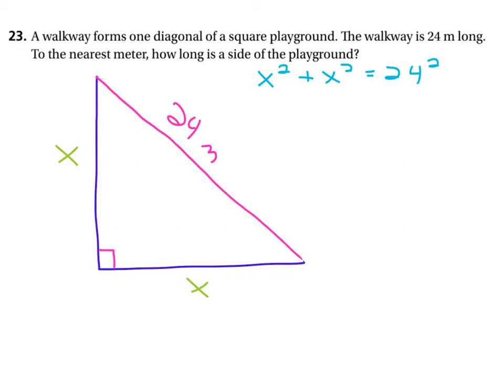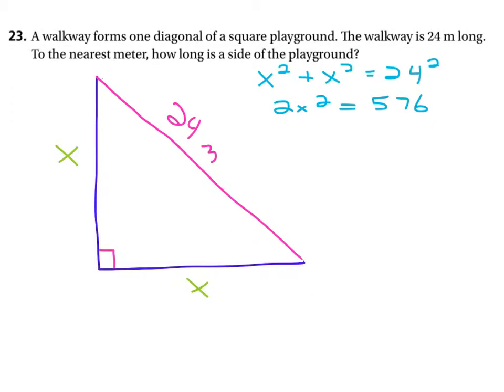What's x squared plus x squared? Well, x squared is the term that it is. How many of them are here? Well, here there's one, here there's another, for a total of two of them. So we have 2x squared here. And that's equal to whatever 24 squared is. And 24 squared is 576.